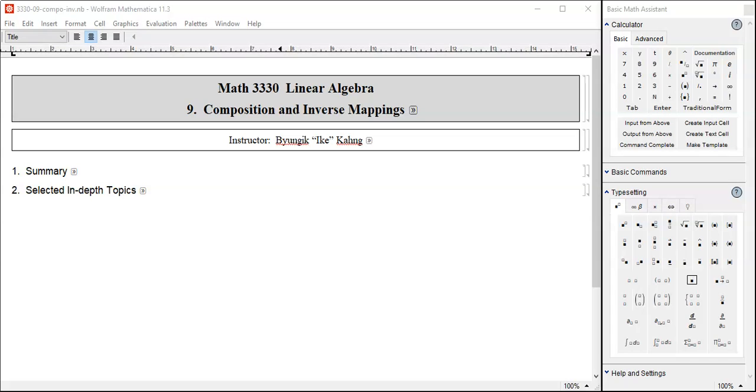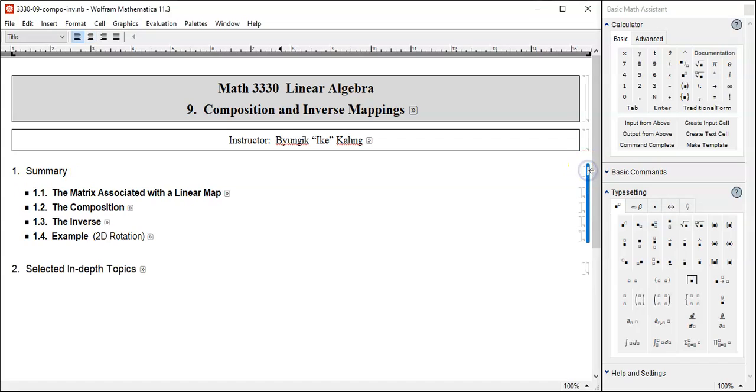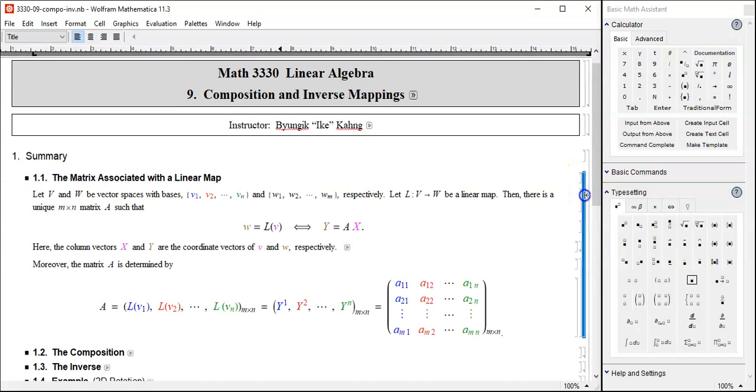Module 9, Composition and Inverse. This is going to be a short lesson because the majority of the topics here are reviews. The first topic to review is the matrix associated with a linear map, and let's review that.